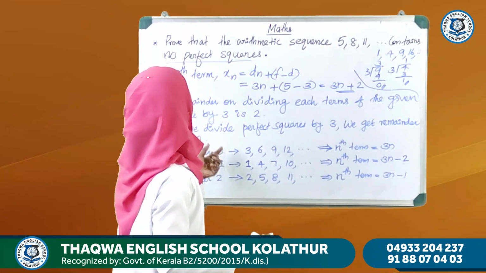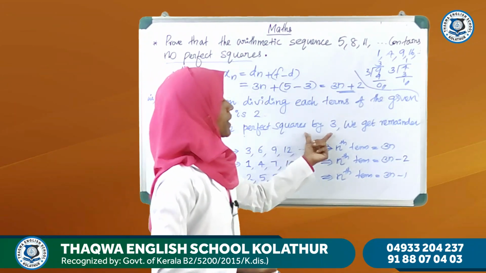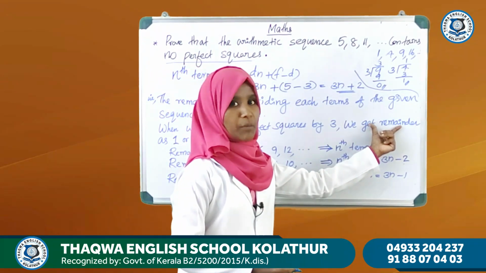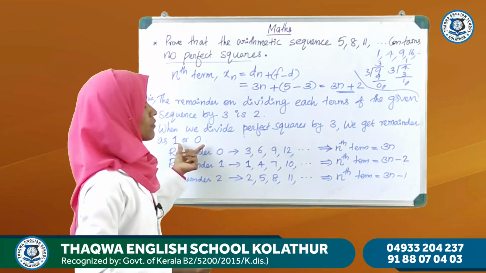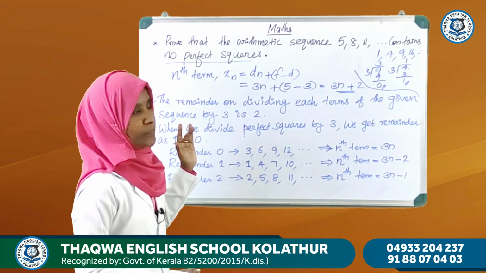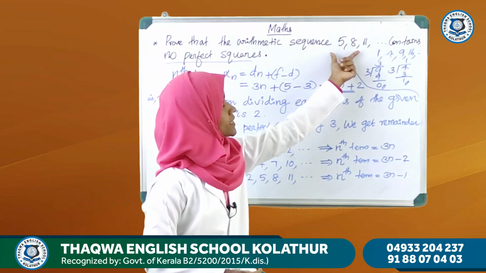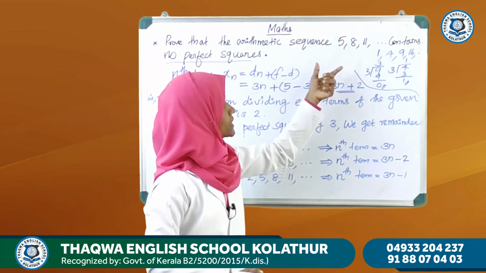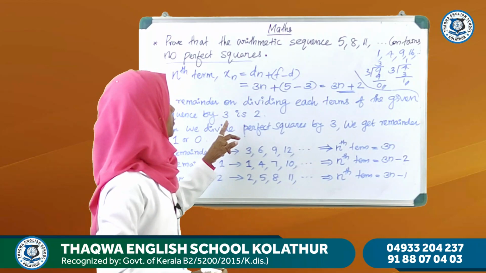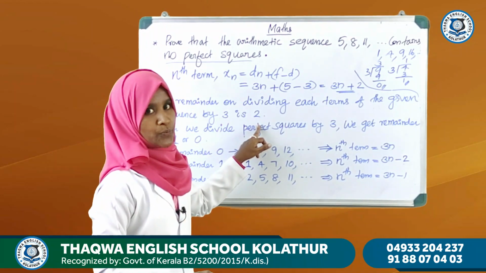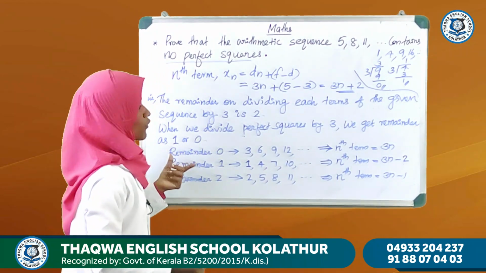So if we divide perfect squares by 3, we get remainder as 1 or 0. But in our sequence, if we divide each term of the given sequence by 3, the remainder is 2. Okay, now all of you listen.